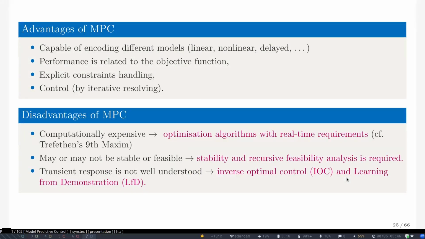All right. So, advantages and disadvantages of MPC. What it does well: it allows you to encode models, linear models. Performance is related to the objective function, so you can encode the performance, and you explicitly handle constraints. You encode them directly. And you do control through some iterative resolution of the problem.